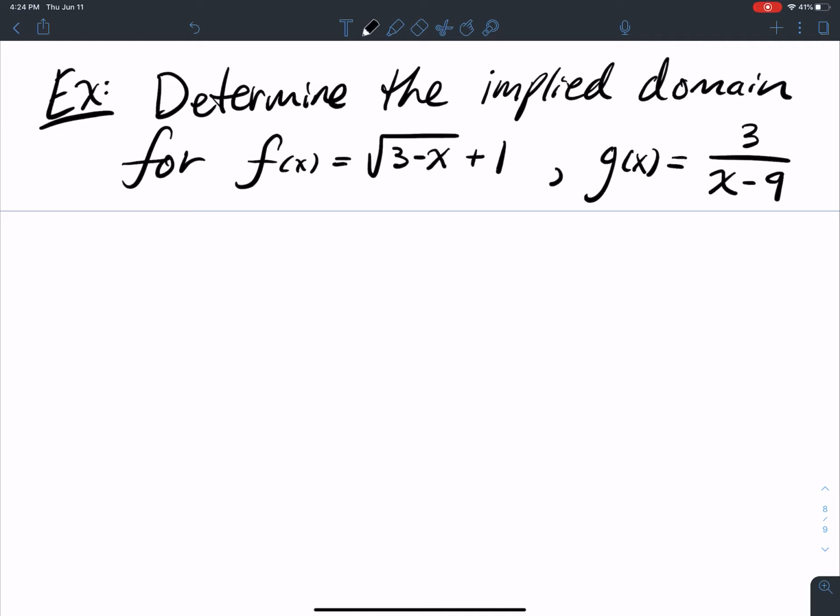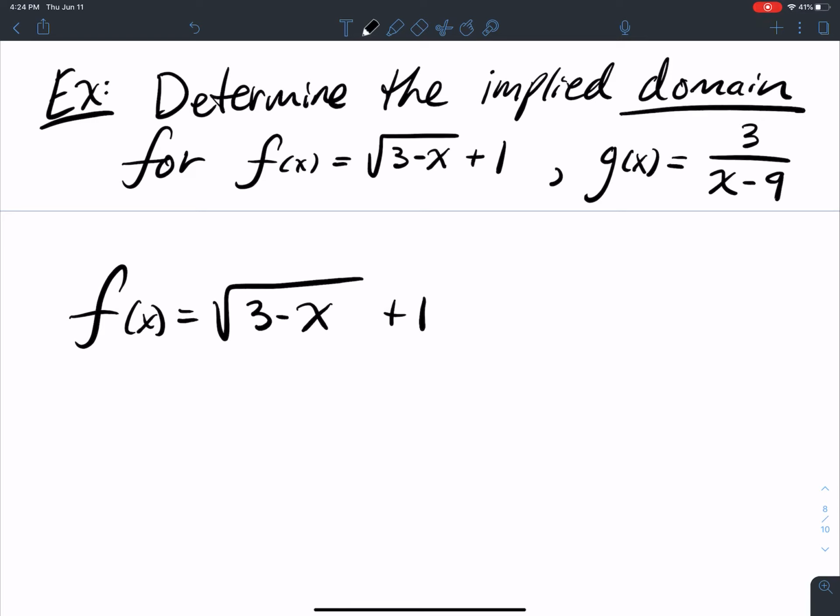Okay? So this first one, we have f of x equals the square root of 3 minus x, plus 1. So we want to find the implied domain. So what do we do? We look at the inside here. Okay? And we say 3 minus x needs to be greater than or equal to 0. If it's greater than or equal to 0, then we're okay. How do we solve this?